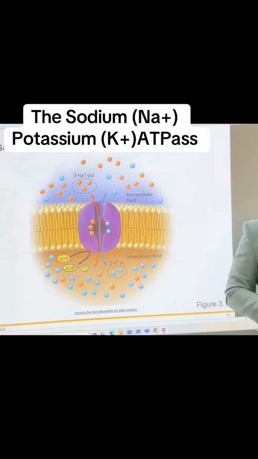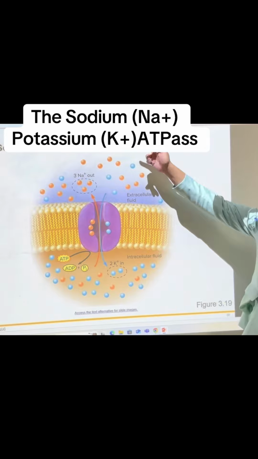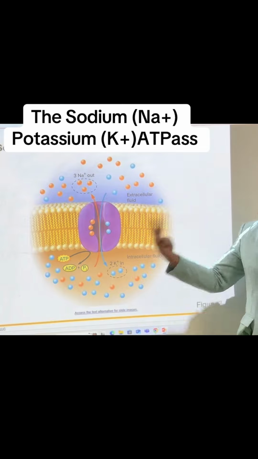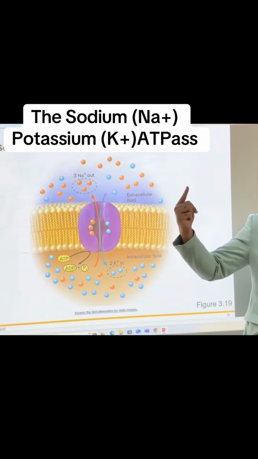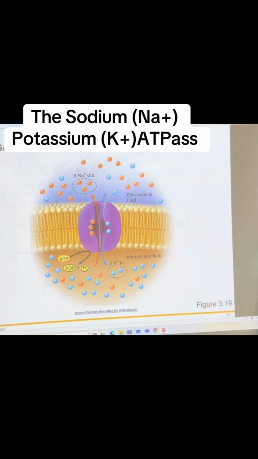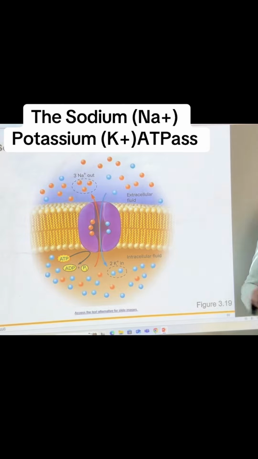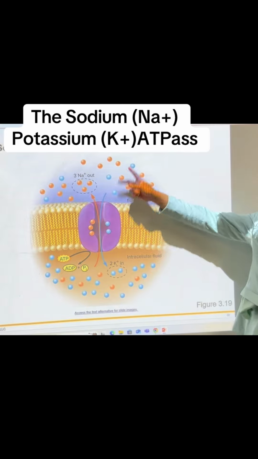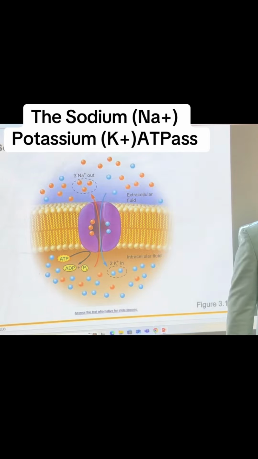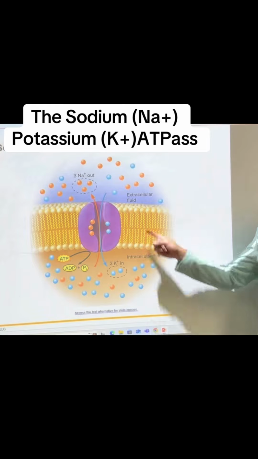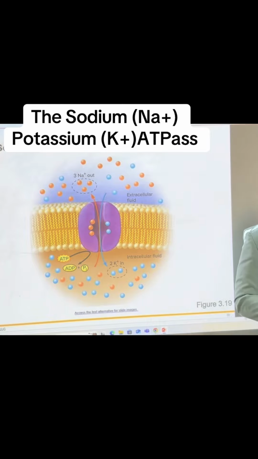And it does that to 2 electrolytes. When sodium moves in, it'll take 3 and throw them out. And look at potassium. Is a lot of potassium inside or outside? So when potassium flows outside, it'll bring it back against the gradient. So is that active or passive? That's active.